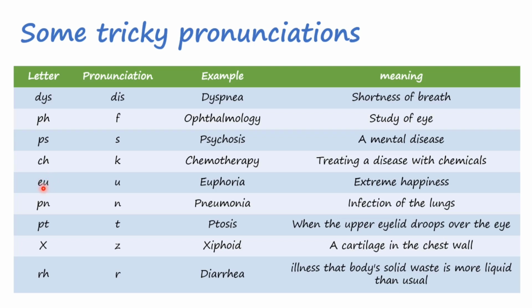And next, EU, which is pronounced U, for example, euphoria, that means having extreme happiness or feeling a little bit high. PN, which is pronounced N. It's really tricky for some medical students to pronounce this word correctly. Pneumonia, some of the students might pronounce this word incorrectly, which is not correct. And the correct pronunciation is pneumonia, which means inflammation of the lungs. PT, that is pronounced T, for example, ptosis, and that means when the upper eyelid drops over the eye. And lastly, X and RH. X sometimes is pronounced Z, for example, xiphoid, and RH sometimes is pronounced R, diarrhea, which is a gastrointestinal disease.